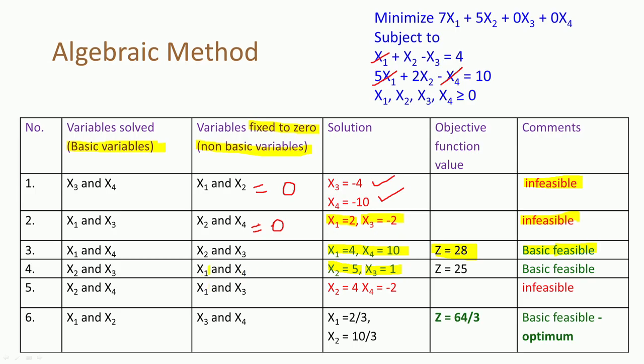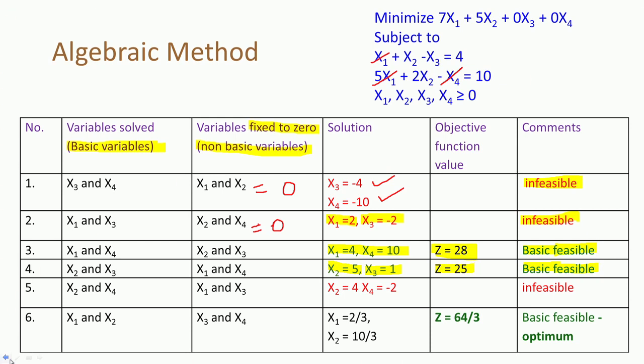So, I have a solution x1 equal to 0, x2 equal to 5, x3 equal to 1, x4 equal to 0, and this solution is feasible because it satisfies the non-negativity restriction. It also satisfies the two equations. It is also a basic because I am solving for two variables x2 and x3 and I have two equations. So, I have a basic feasible solution, therefore, I try to find out the objective function value. So, the objective function value would be 7 into 0 plus 5 into 5, which gives me z equal to 25.